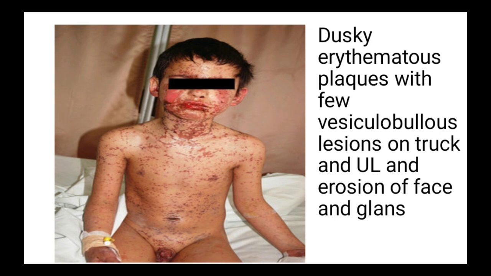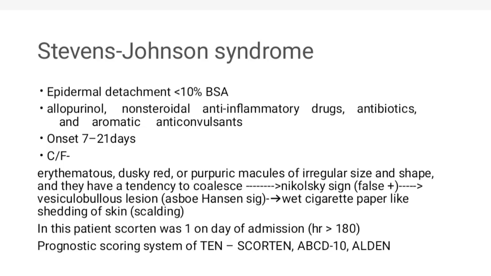The picture is showing dusky erythematous plaques with few vesiculobullous lesions on the trunk and upper limb and erosion on the face and glans. And the diagnosis will be Stevens-Johnson syndrome. Epidermal detachment is less than 10% body surface area, and the drugs that can cause Stevens-Johnson are allopurinol, NSAIDs, antibiotics, and aromatic anticonvulsants. Onset will be 7 to 21 days of drug intake.